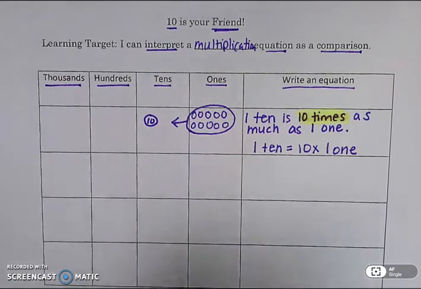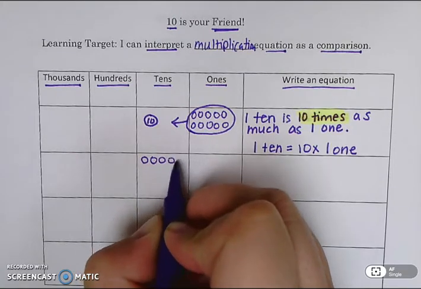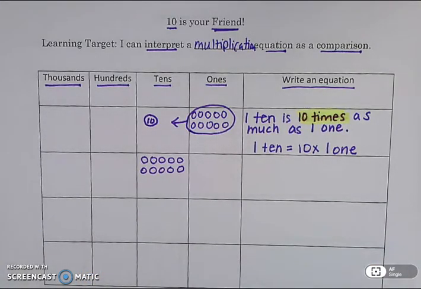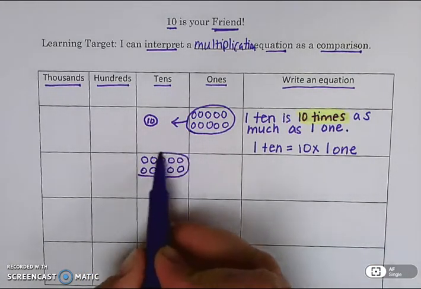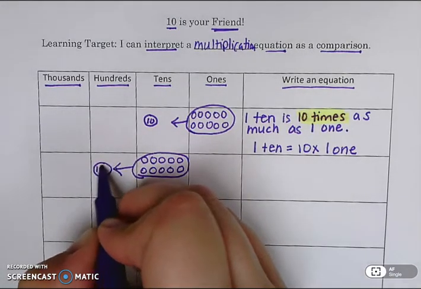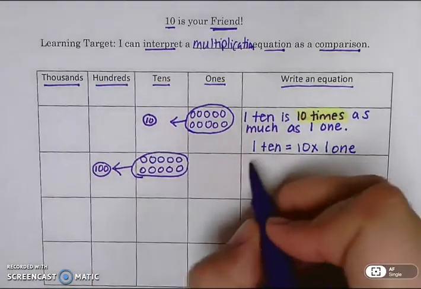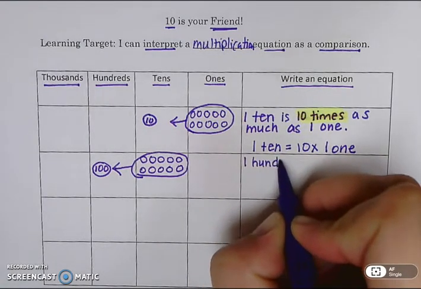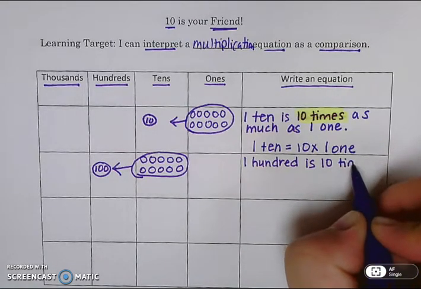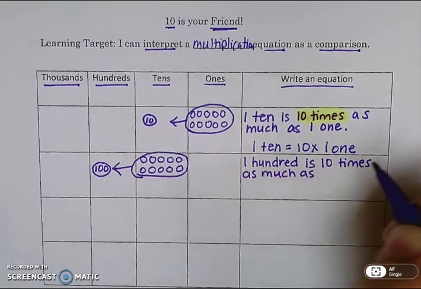Okay? Let's look at a second one. Let's say we have 10 tens. So 1 ten, 2 tens, 3 tens, 4 tens, 5 tens, 6 tens, 7 tens, 8 tens, 9 tens, and 10 tens. So let's say we have 10 tens. Well, if we get 10 in the tens column, we know that those can be combined to equal 100. So those 10 tens equals 100. So that means that 100 is 10 times as much as 1 ten.